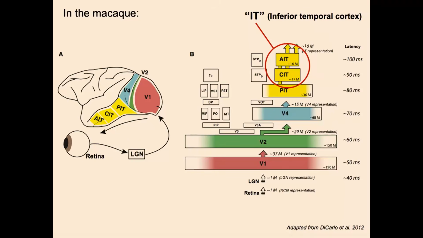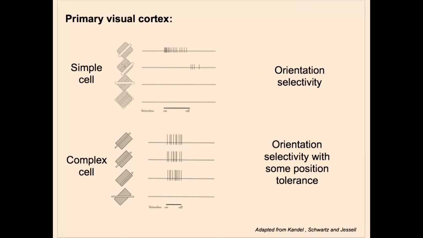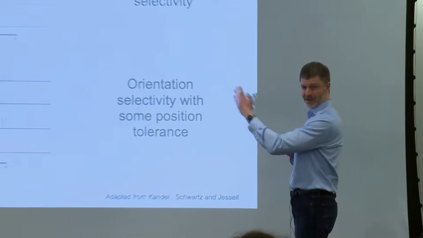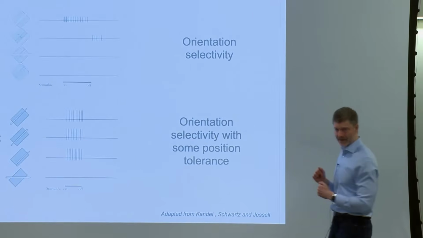Okay, so here's the ventral pathway, plotted in a slightly different way. So we've got these different areas, and these are the latencies in the macaque. We've already talked quite a lot about this stage here, V1. So remember in V1, we've got simple cells and complex cells. So simple cells are orientation selective. Complex cells are orientation selective, but they're more tolerant to position, so they have some simple form of invariance.